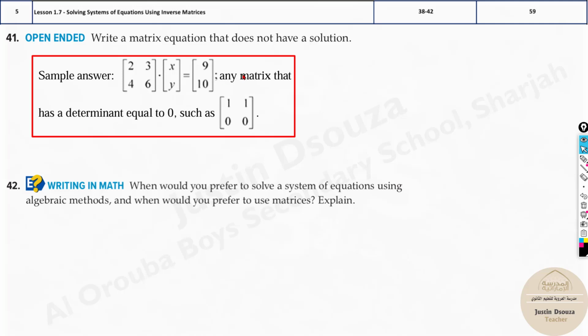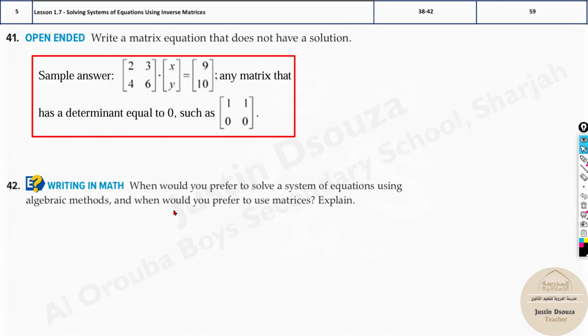And any matrix that has determinant equal to 0, such as over here, why? Because then the inverse does not exist, right? Then when would you prefer to solve a system of equations using algebraic methods, and when would you prefer to use matrices? To be very honest, all the time just use the algebraic method because you have a scientific calculator.